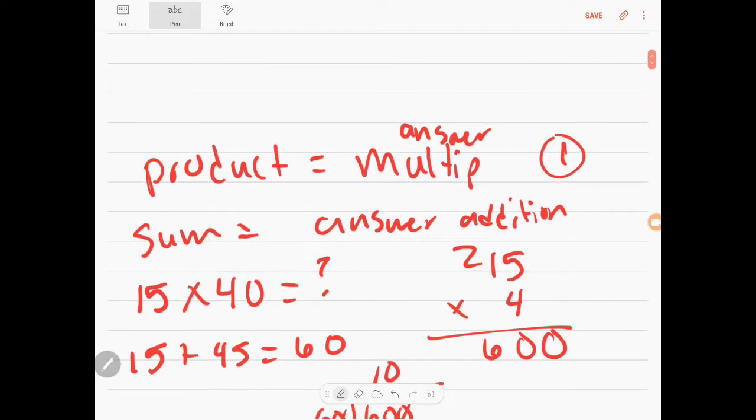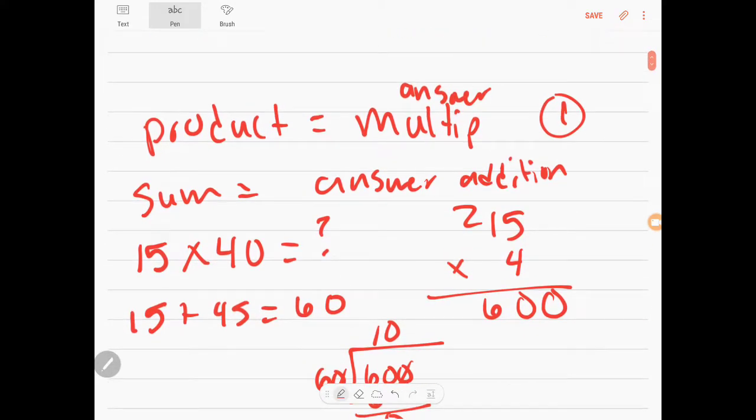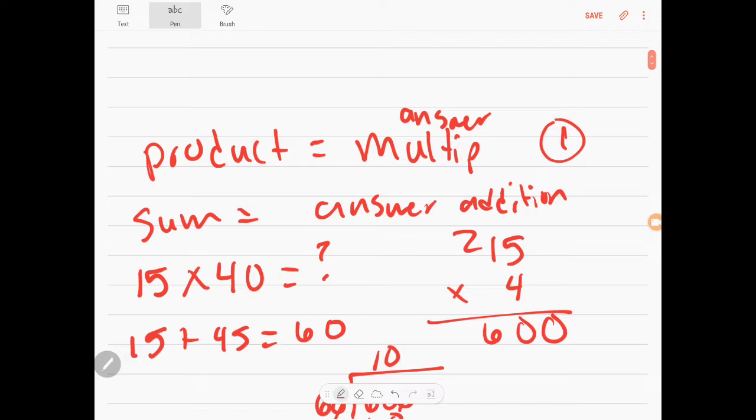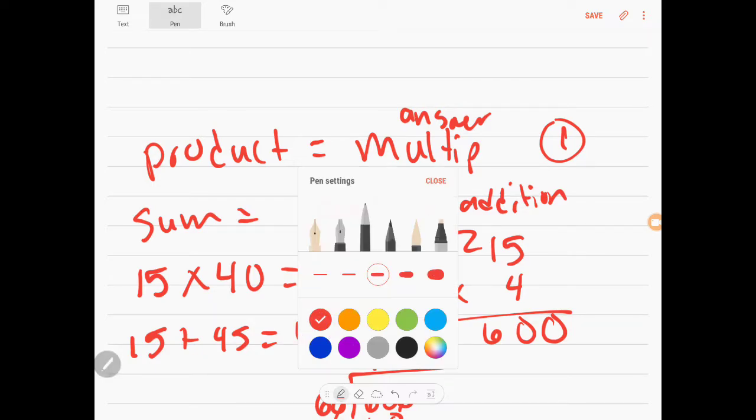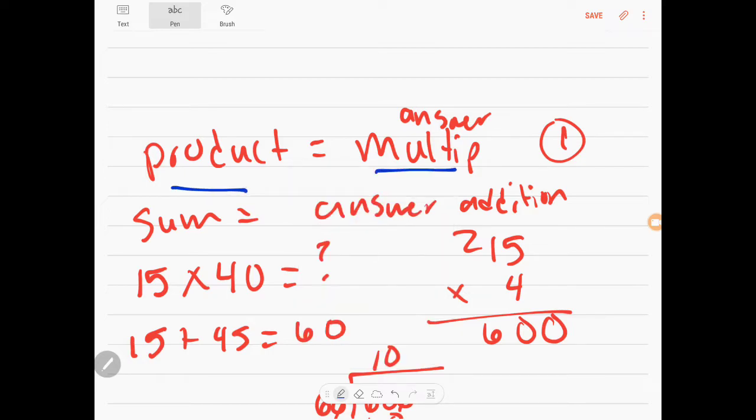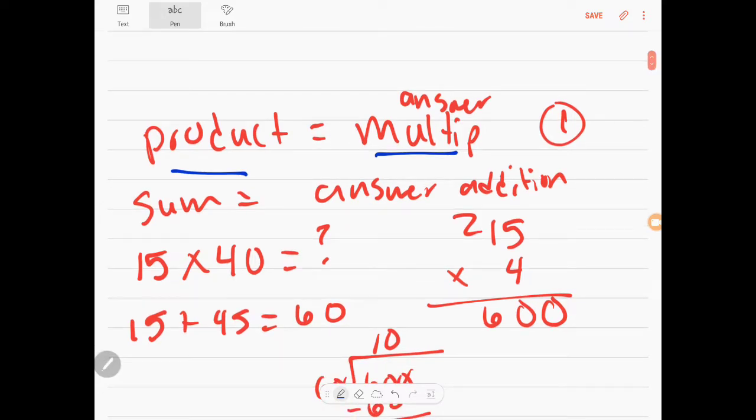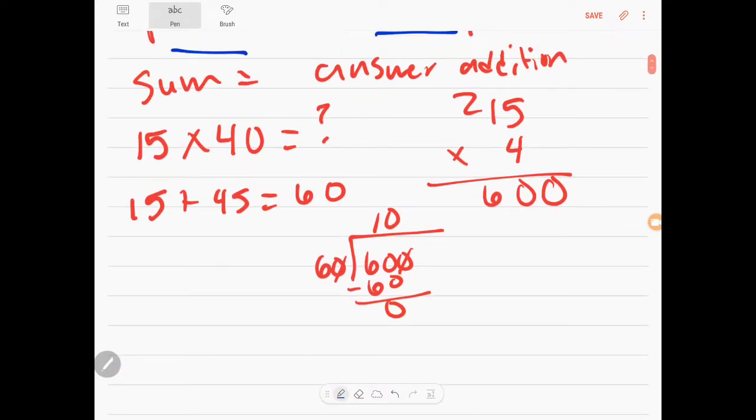The first one says, when the product of 15 and 40 is divided by the sum of 15 and 45, what is the quotient? So right here you can see that I have product means the answer of a multiplication problem. Sum means the answer of an addition problem. 15 times 40 is 600. And then 15 plus 45 is 60.